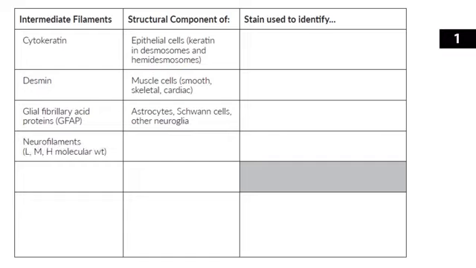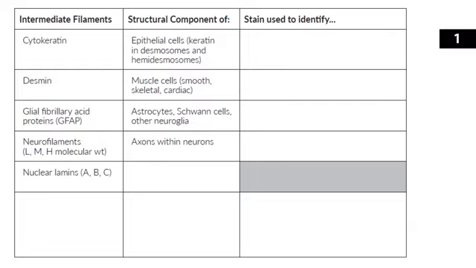Then there are the neurofilaments, which can be categorized by their molecular weight. So there's low, medium, and high molecular weight neurofilaments. And they're found in neurons, as you might guess, but specifically they're found in the axons of the neurons. There are also nuclear lamins, A, B, and C. Now, these are definitely important for you to know for your exam.